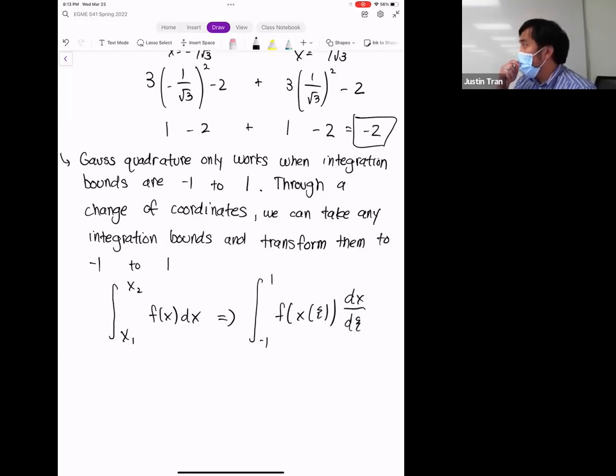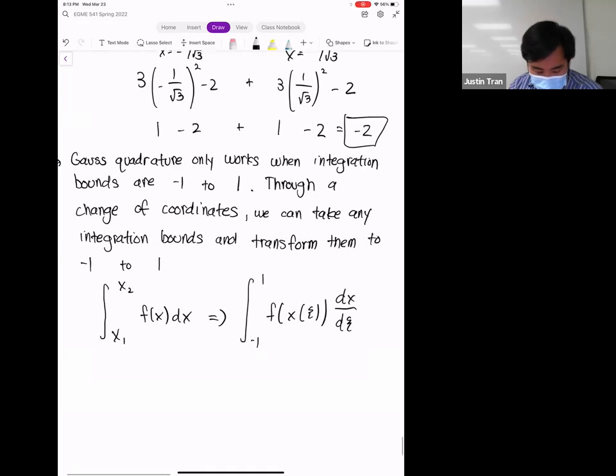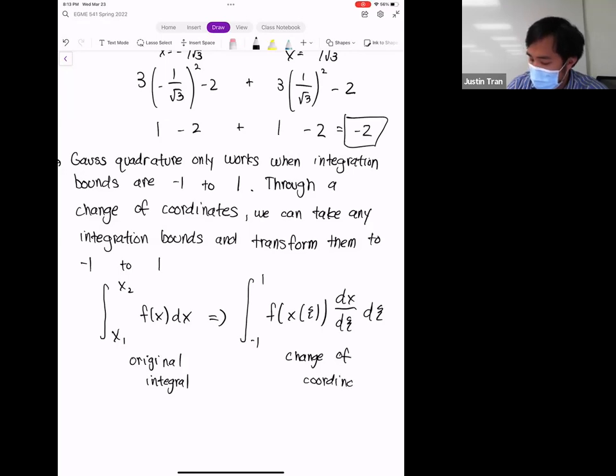We have this new term here called dx d zeta. And of course, we're integrating over d zeta right here. Here we have our original integral, and here we have the change of coordinates. And then if we perform this transformation, then we can apply Gauss quadrature.